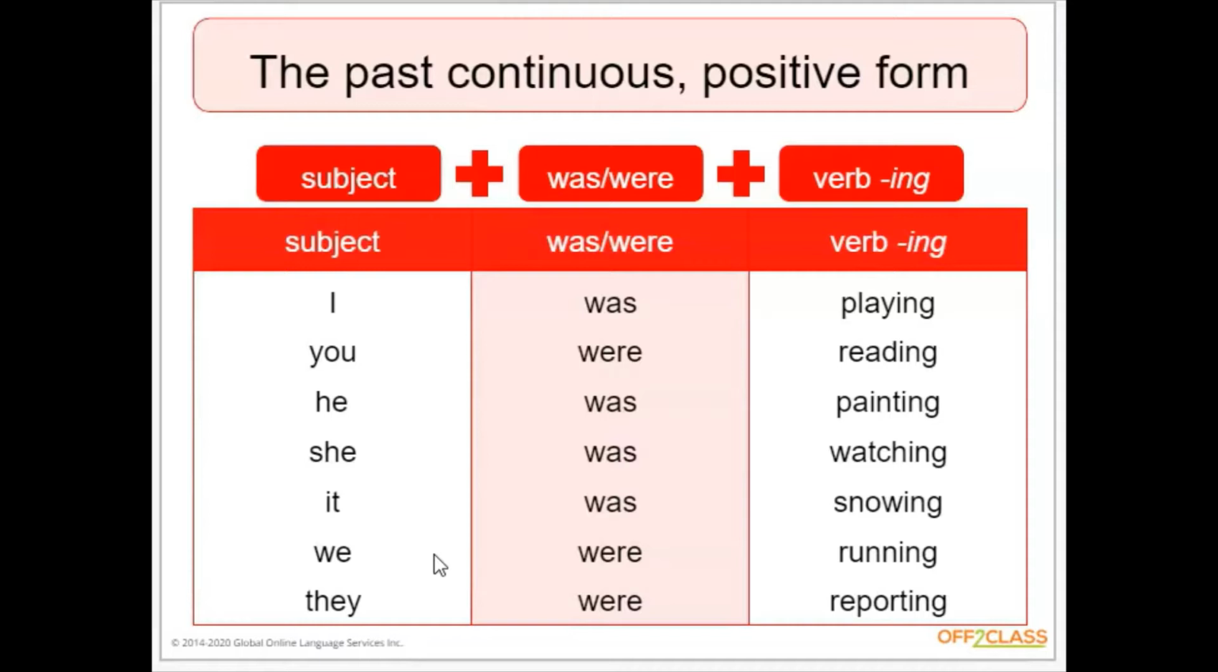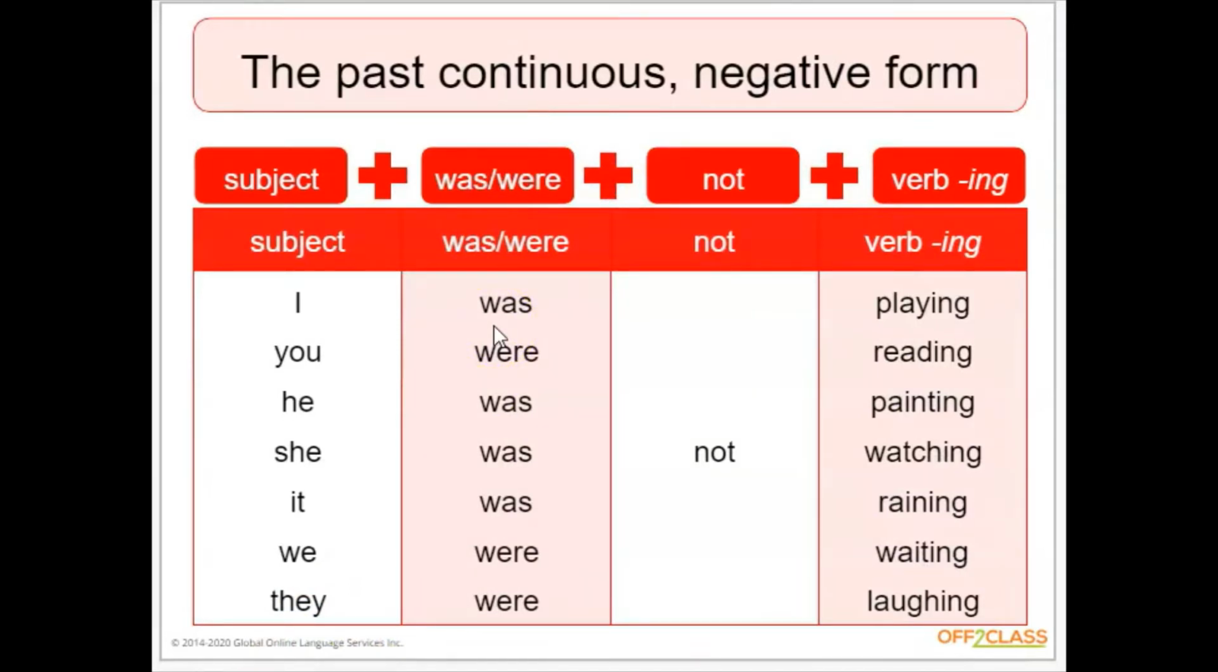Notice the pronunciation here. The was or the were takes a weak form. So it's pronounced was, were. I was playing. You were reading. Okay, there's a weak form there.